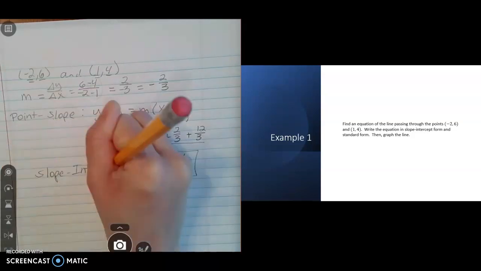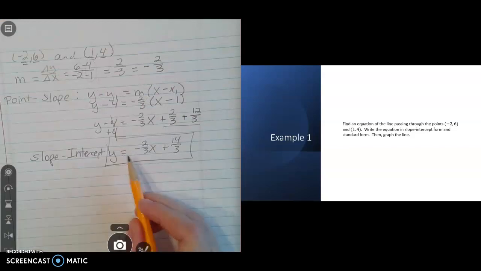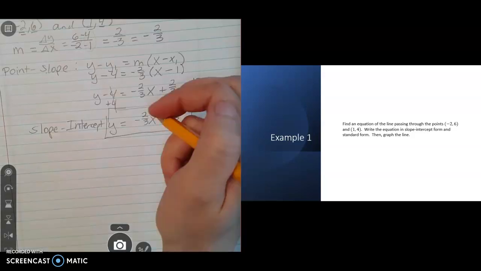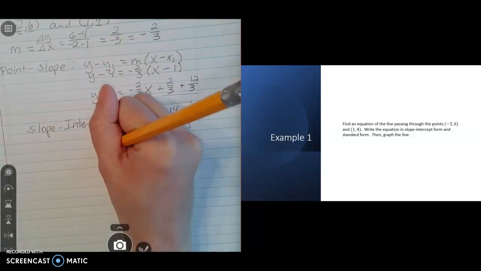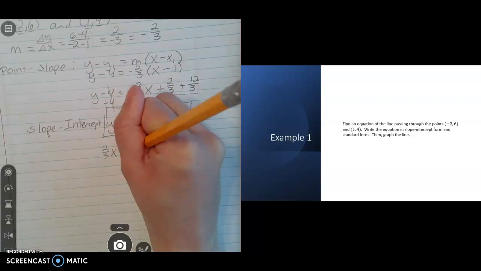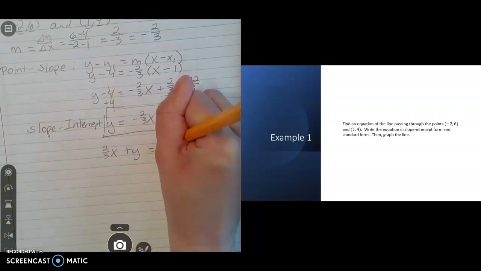Okay. So we have y equals our slope, which is -2/3 times x, plus our y-intercept, which is apparently 14/3, which is 4 2/3 if you were graphing it. Next up is getting it into standard form. First thing with standard form, if you notice, is that x's and y's are on the same side. So I'm going to add 2/3 x to both sides. Then I'll have 2/3 x plus y equals 14/3.